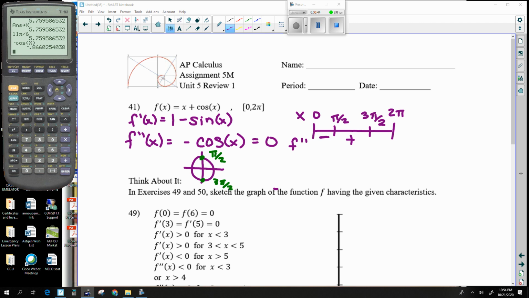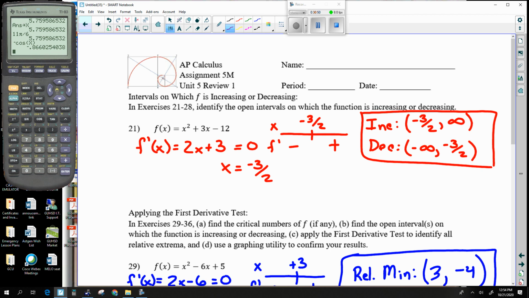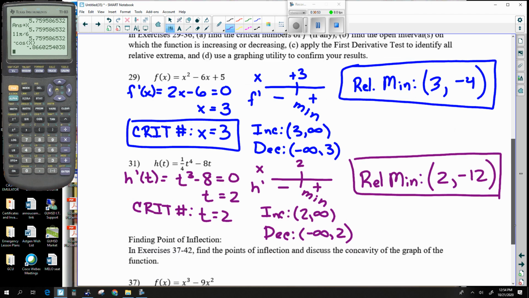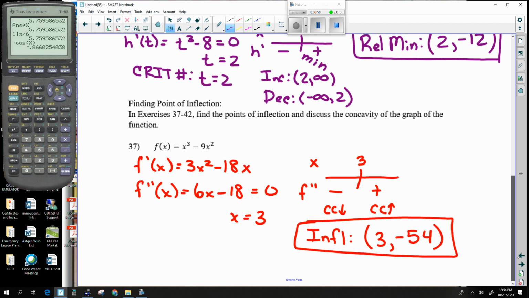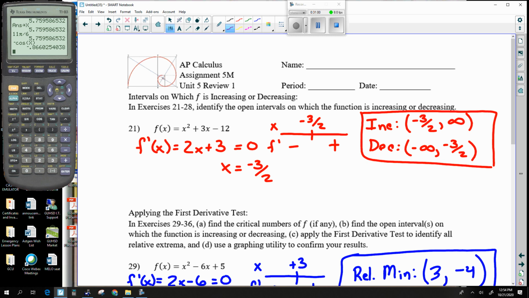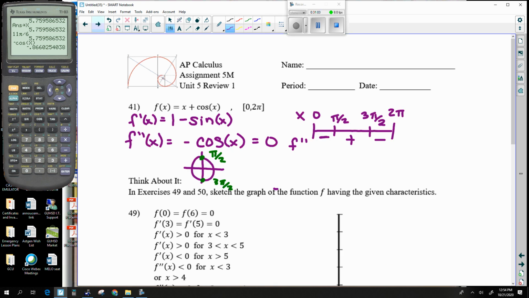And again, I get a negative. So this is asking, find the points of inflection and discuss the concavity. I see that this is concave down, concave up, concave down. I'll call that my discussion. You should probably be a little bit more formal than that, but I'll just jump over it. And so I have inflections at pi over 2 and also at 3 pi over 2.